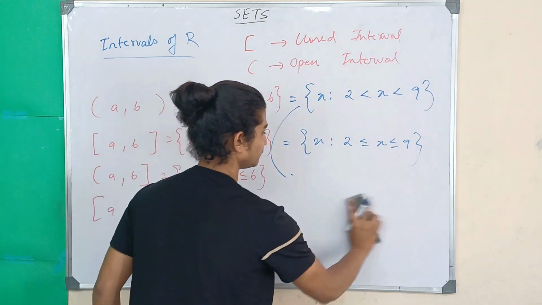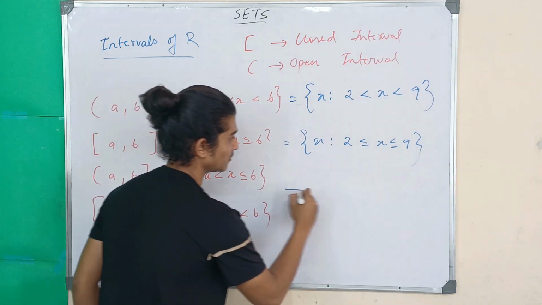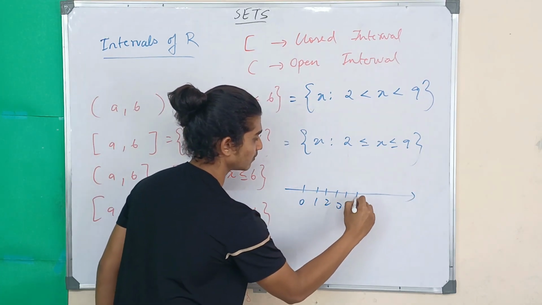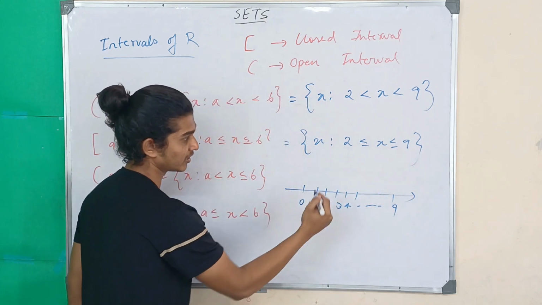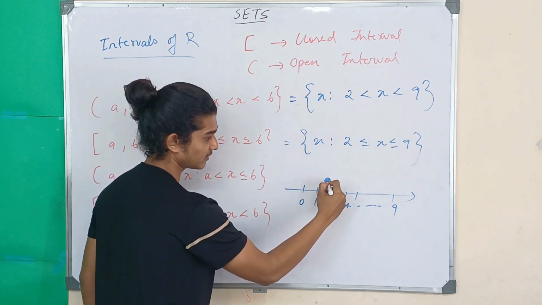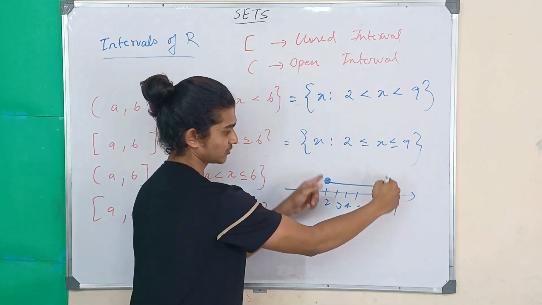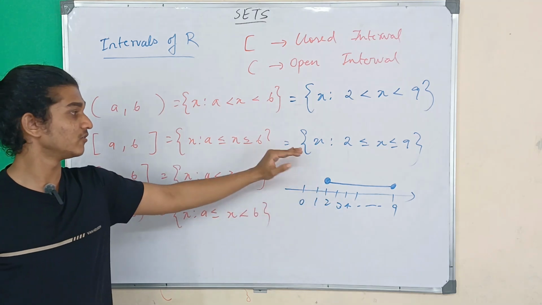Now we can express the closed interval on the number line like this. Same thing: 0, 1, 2, 3, 4, all the way up to 9. Here we are including 2 and 9, the boundary numbers, so we have to shade those and include all the numbers in between. So this was the meaning of these intervals.